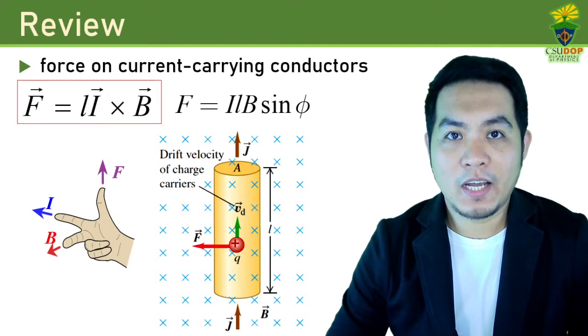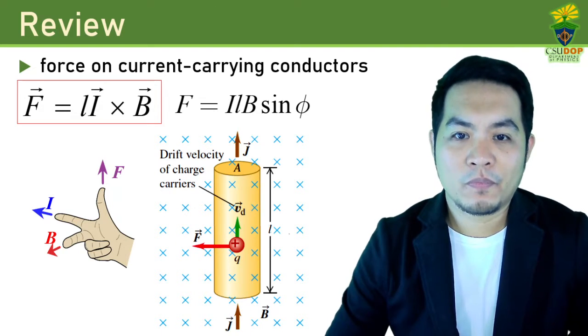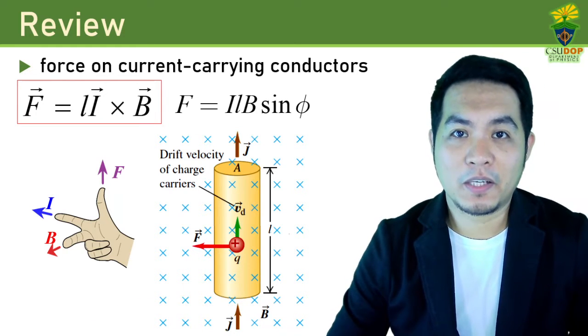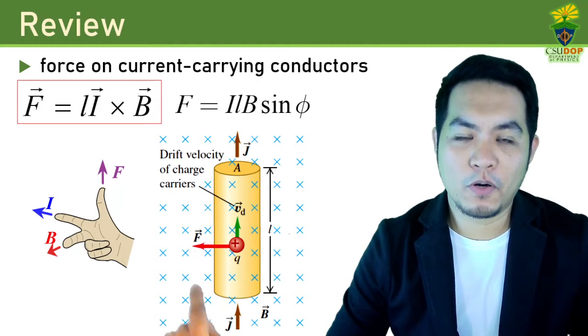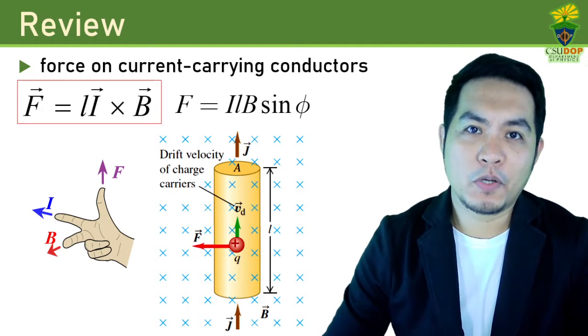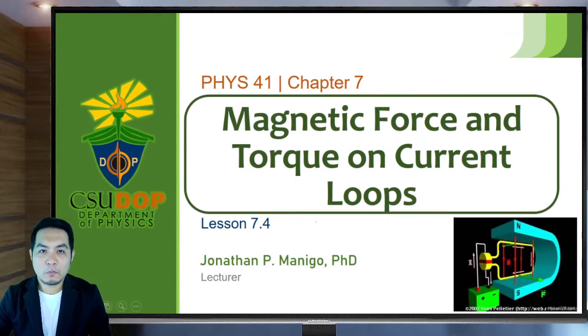For the last lesson in this chapter, it's actually quite related to this. In the previous lesson, we focused on straight current-carrying conductors. Actually, we had semicircular ones, but now we will form a loop. What happens if you now have a full loop and you expose it to a uniform magnetic field? That will be the focus of this last lesson for the chapter, the magnetic force, and we will introduce a new concept, the magnetic torque on current loops.